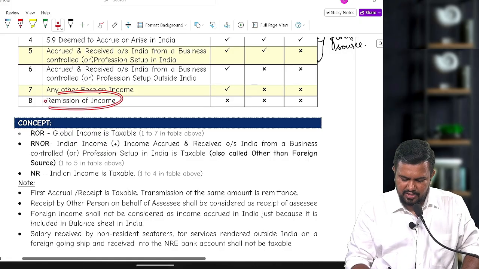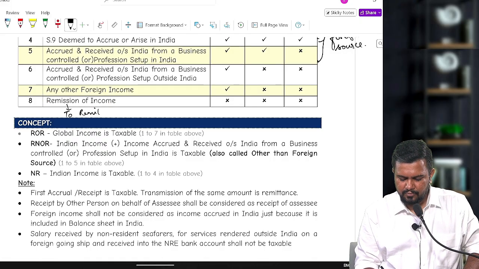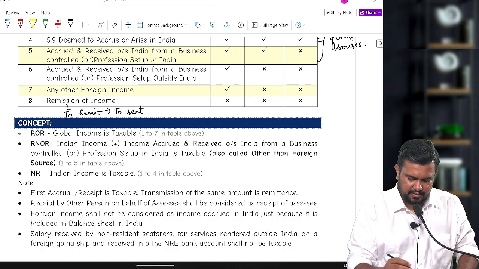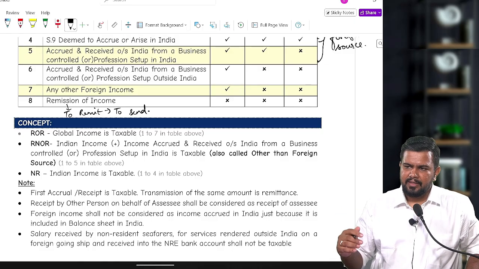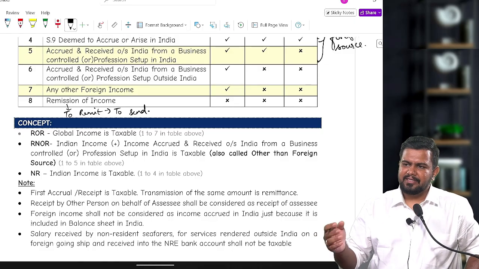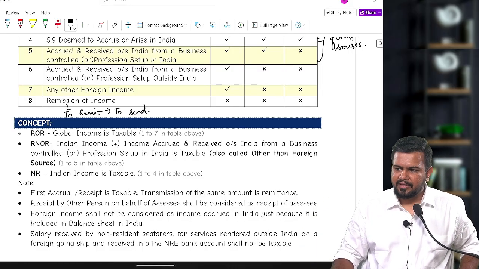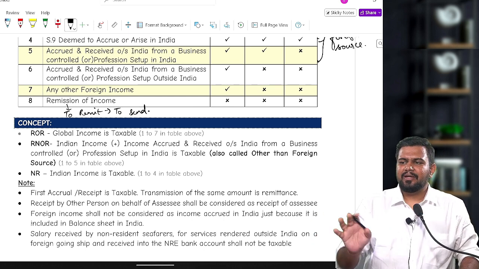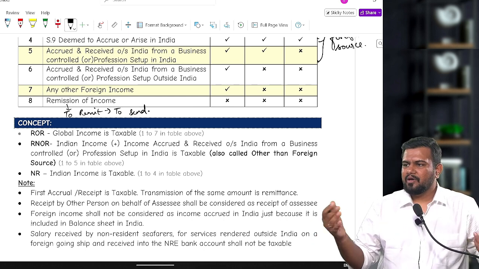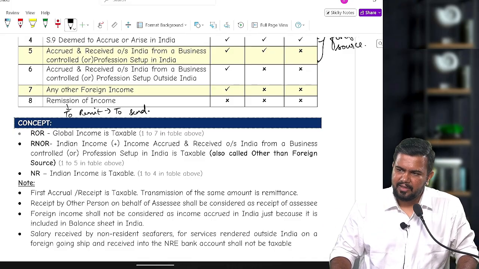Then there is remission. What is remission? Remission means to remit, or to send. So I have earned some money. This money I am just sending to someone else. Let's say I am sending to my father or my mother. Does it mean my mother has earned the money? The answer is no. It is just sending the money. Hence, remission is not taxable. Whether it is ROR, RNOR or NR, remission is just sending the money. It is not earning the money. That is why it is not taxable.